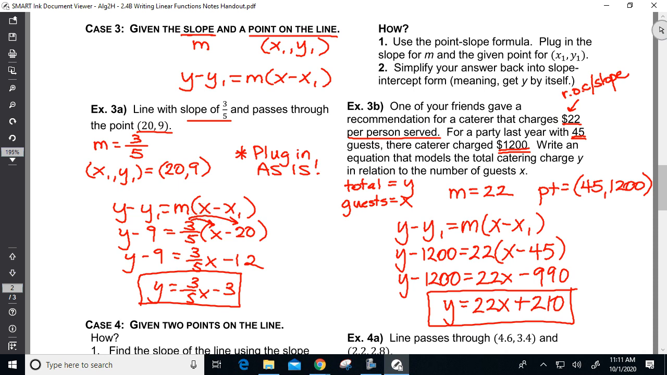So what the equation means is, if you're the caterer, if they want you to work, they gotta give you $210 no matter what. So if nobody shows up, you still get $210. And then for each plate, each person that is eating, $22 per plate. So that's what the equation means.